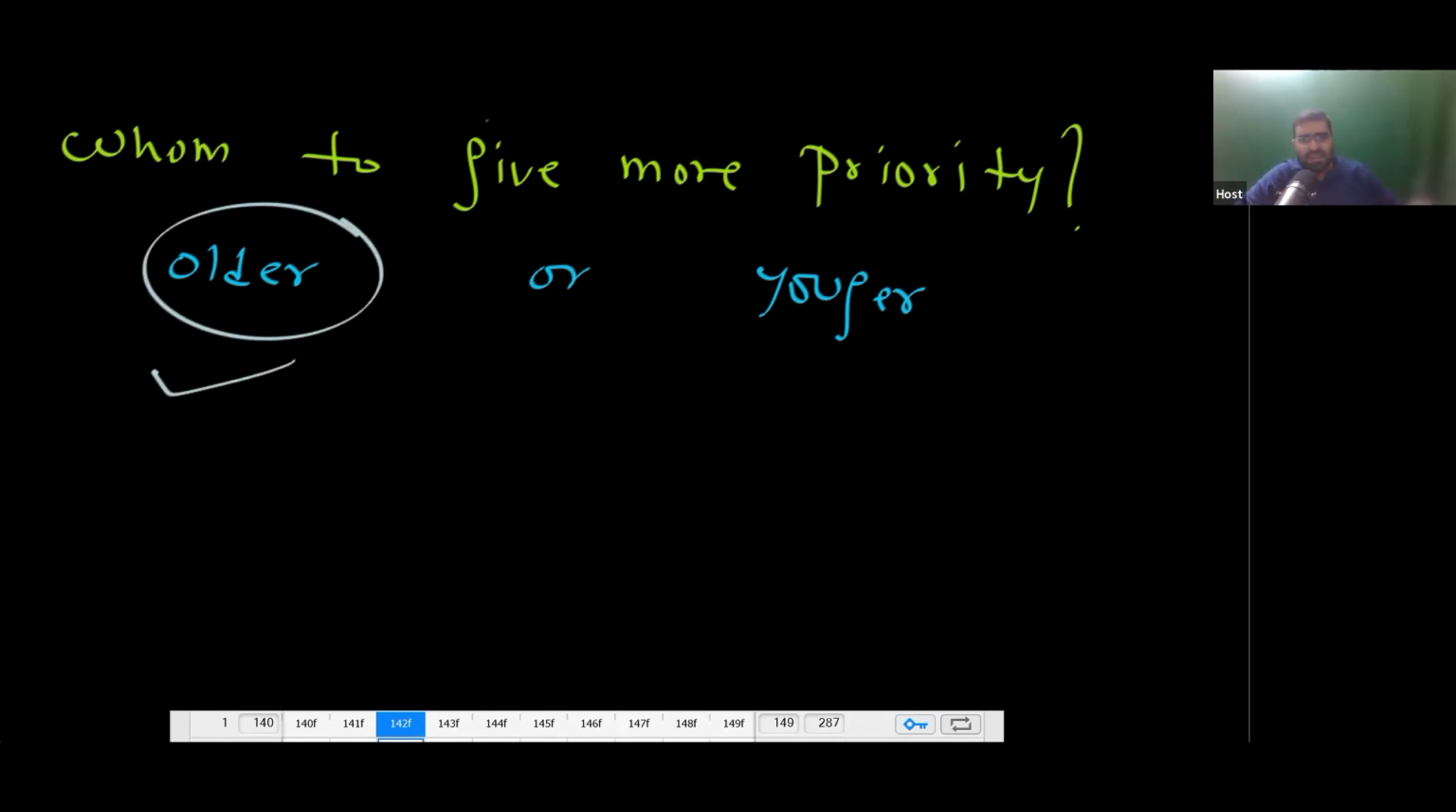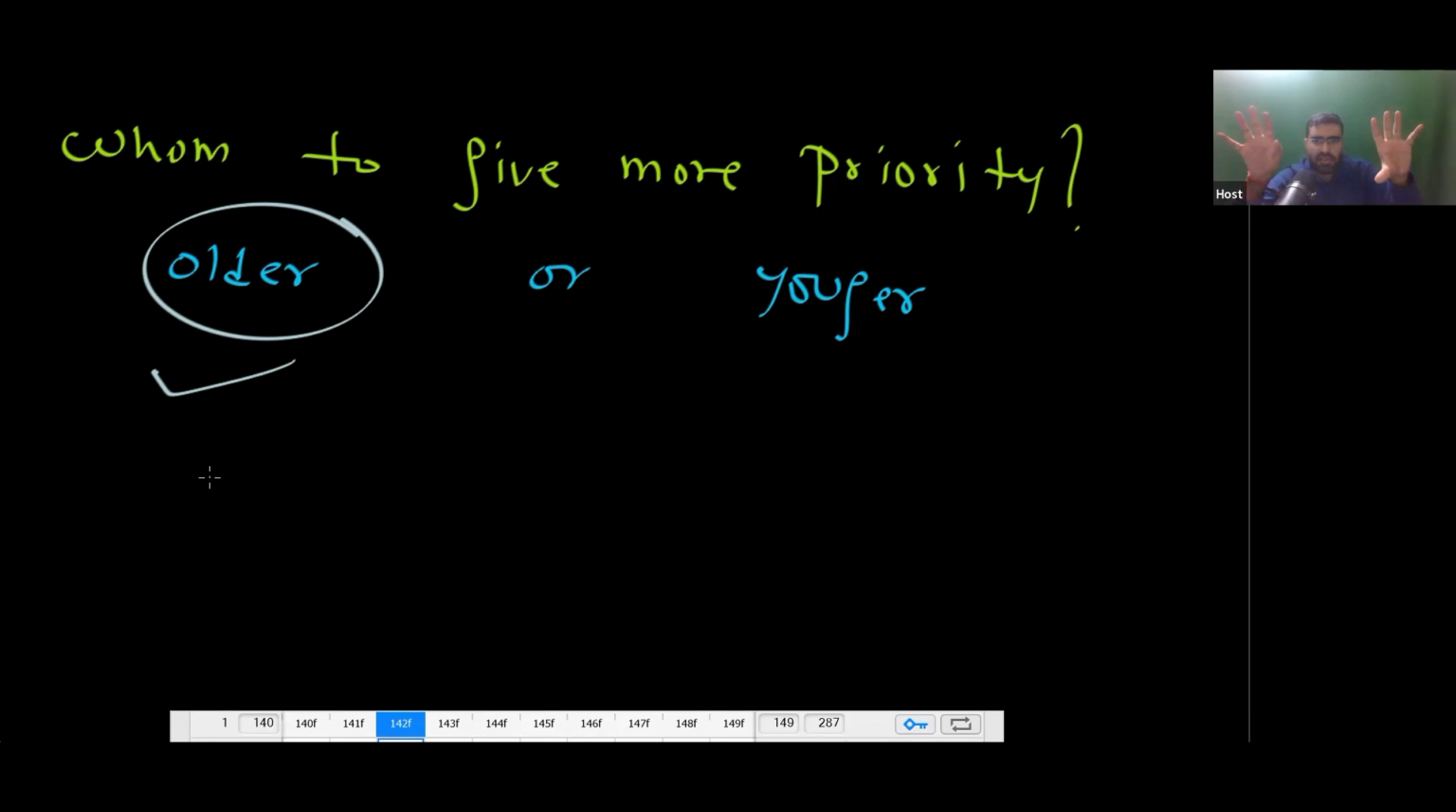Don't give me that reason, respect the older ones. Don't give me that reason, because these are transactions, these are not people. So tell me, to whom will you give more priority? You will give more priority to the older one, but why? I want the correct reason why we should give more priority to the older transaction. Tell me, one of them you have to abort.